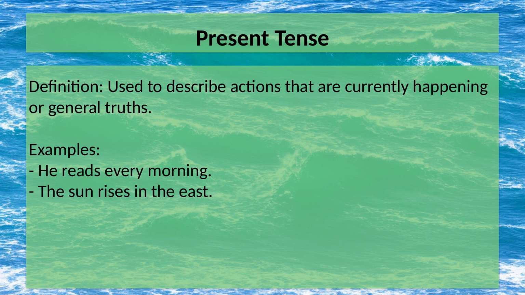Next, let's look at the present tense. It's used to describe actions that are currently happening or general truths. For example, he reads every morning. The sun rises in the east. These sentences describe ongoing actions or facts that are always true.